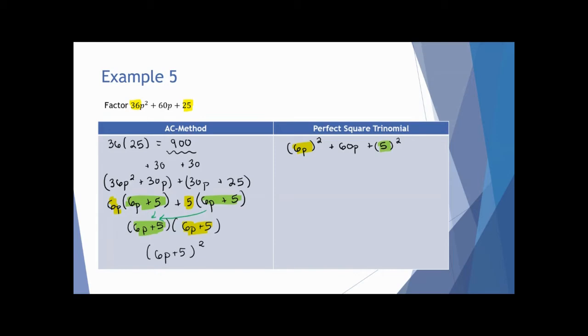And I need to check whether the middle is 2 times the first term times the last term. So I need to double check that I have 2 times 6p times 5, and that gives me the middle. So 2 times 6 is 12, 12 times 5 is 60p. So that matches, which means that this is a perfect square trinomial, and I can go to my shortcut, which is going to be the first term plus, because the middle is a plus, and then the last term squared. I'm going to highlight, that's the first term plus the last term squared.